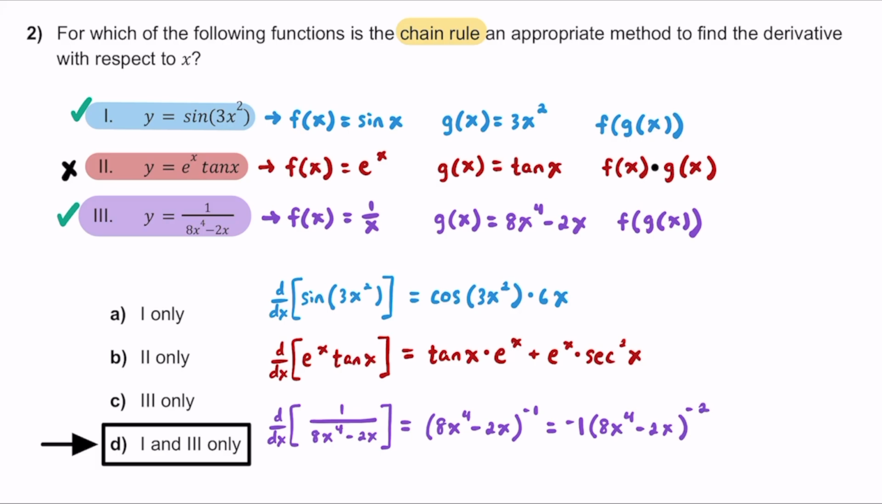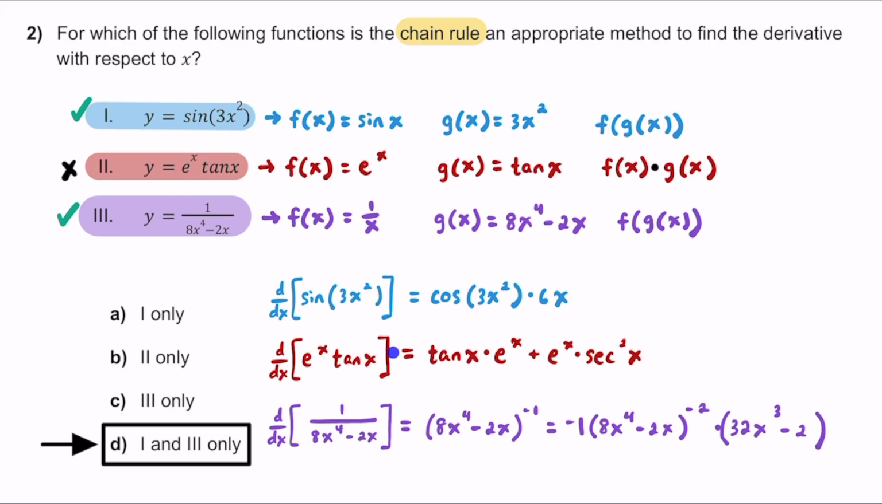And then we have to multiply this by the derivative of that inside function, which is going to be this 8x to the fourth power minus 2x. So the derivative of 8x to the fourth power, if you use the power rule, is going to be 32x to the third power. And then the derivative of that minus 2x is going to be minus 2. So this right here is going to be in parentheses as well. And so this right here would be one way of writing the derivative to this particular function.